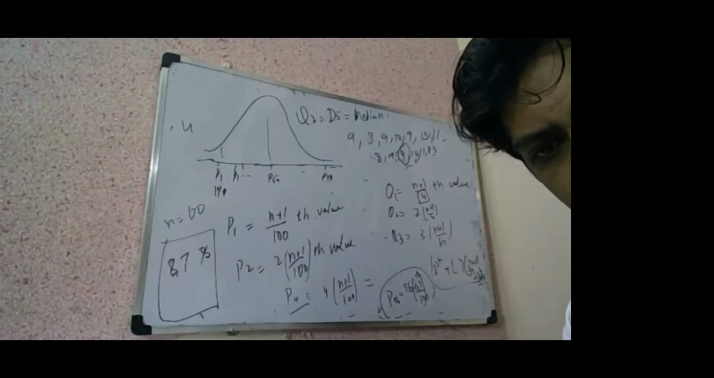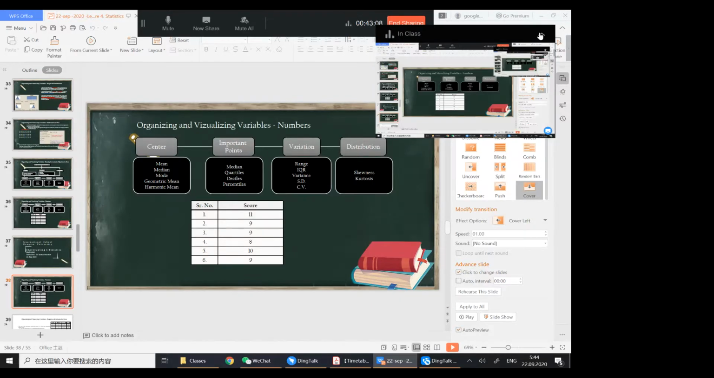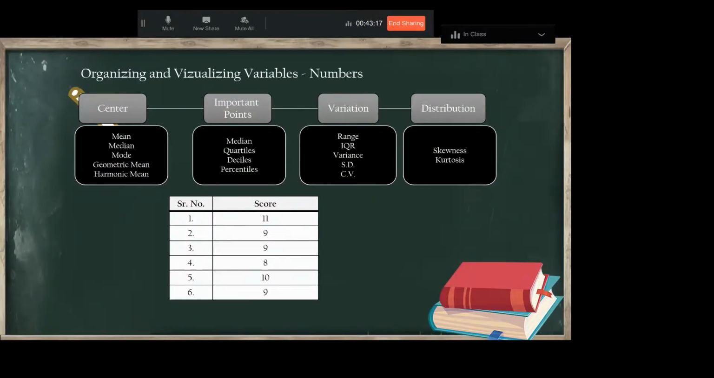Now, if I share the screen, now this one you understand. We already talked about central tendency, the important points, and how to calculate them. What is the interpretation of these? Now we will talk about the measure of variation. Variation means how different one point is from another point. So there are different data. What is the difference between them? How much distance is there between two different data points?